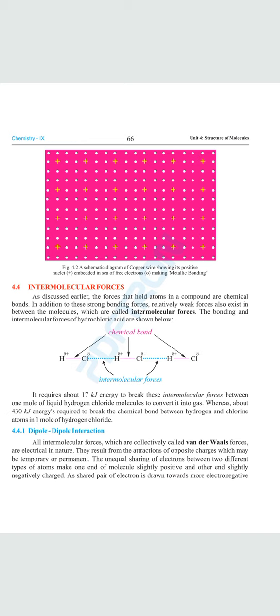There is a very large difference between these two energies. This difference shows that intermolecular forces are much weaker than chemical bonds. Chemical bonds are very strong and intermolecular forces are very weak, and we can break intermolecular forces very easily, but to break a chemical bond we need a lot of energy. As we know, to break the bond between hydrogen and chlorine we need 430 kilojoules of energy.